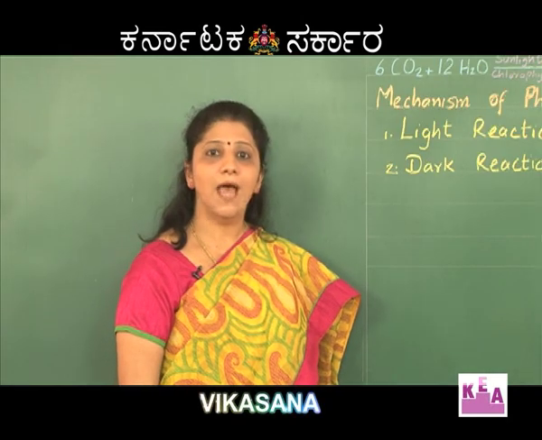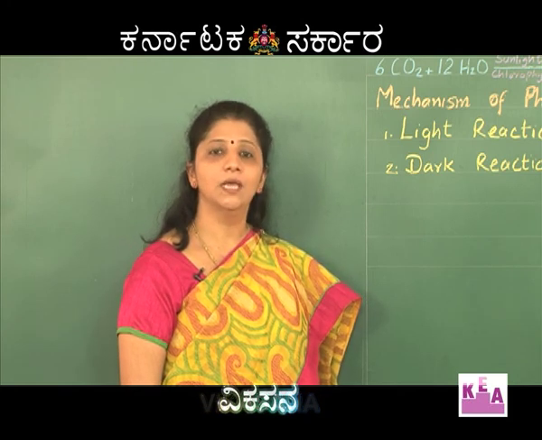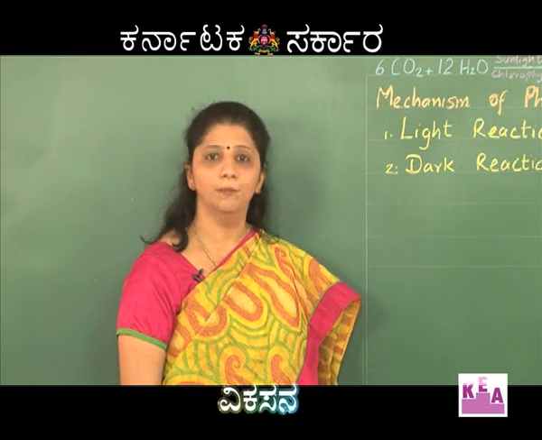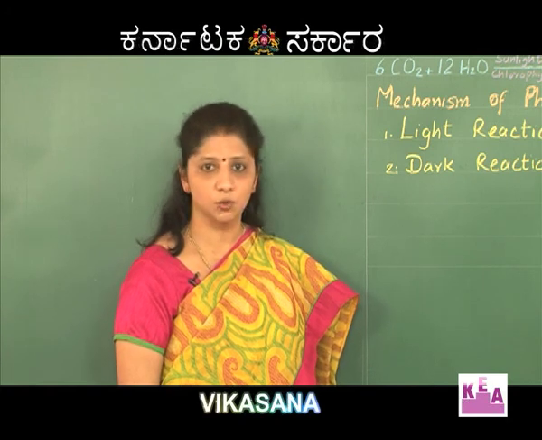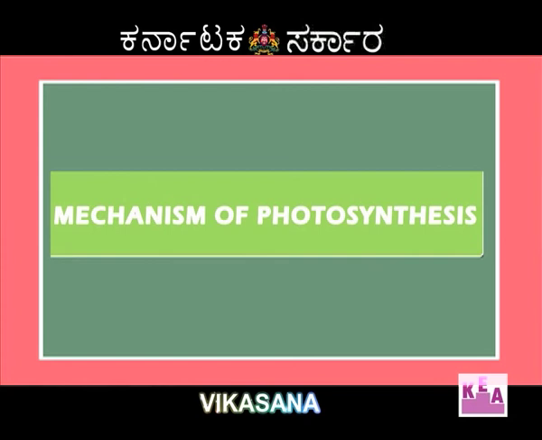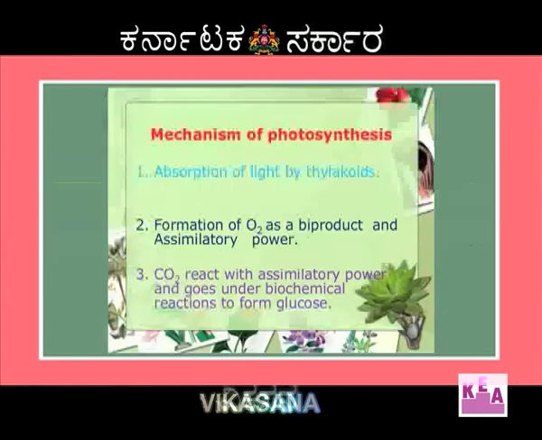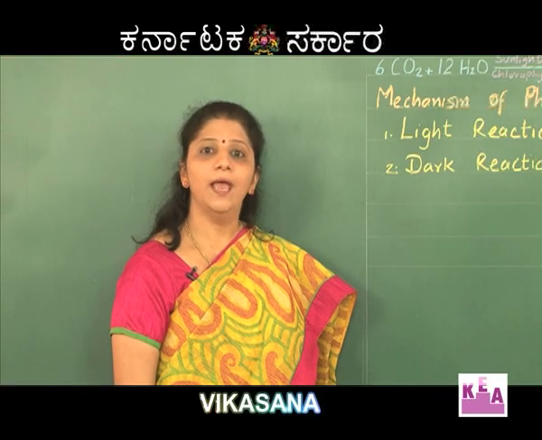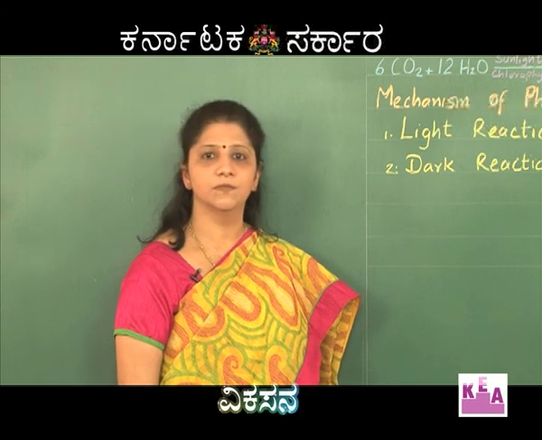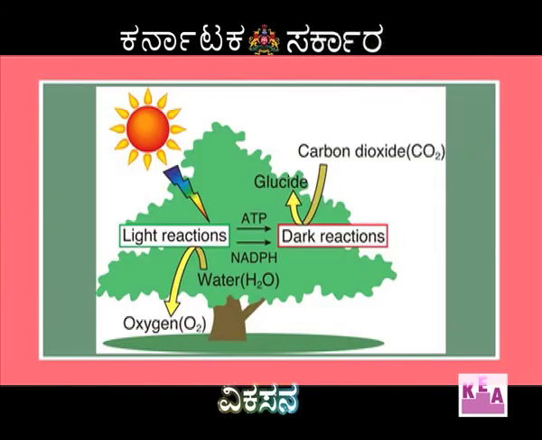These pigments and proteins are associated on the thylakoid membrane in the form of photosystem 1 and photosystem 2. Going to the mechanism of photosynthesis, it can be explained on the basis of two steps. They are light reaction and dark reaction.